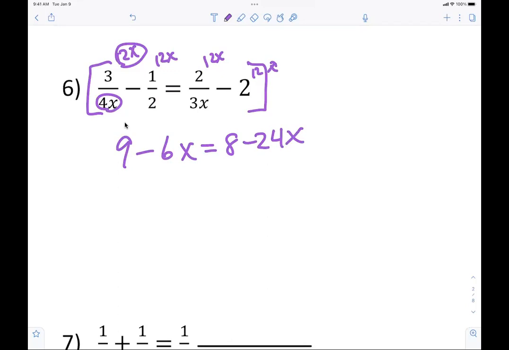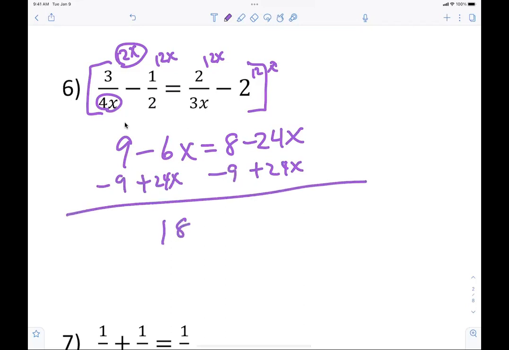Now, of course, we're moving the numbers. So I have adding 24x, minus 9. So I end up with 18x equals negative 1, or x equals negative 1 over 18.